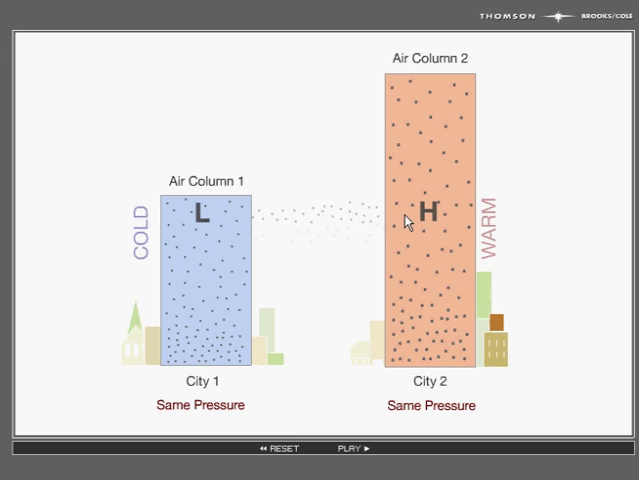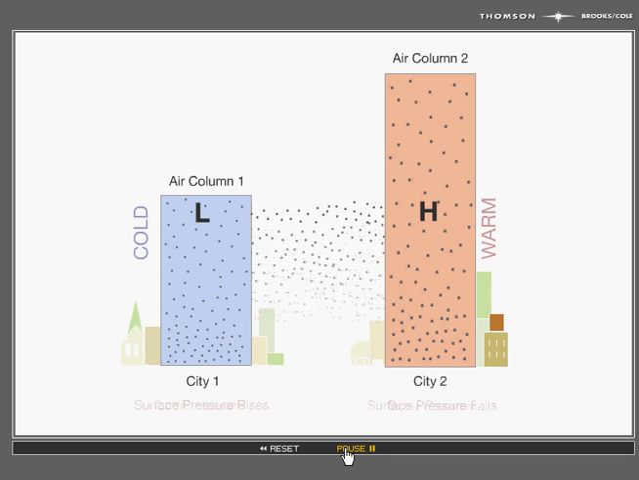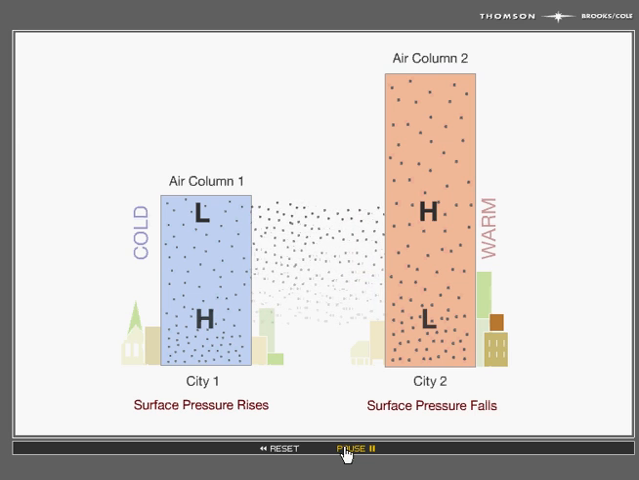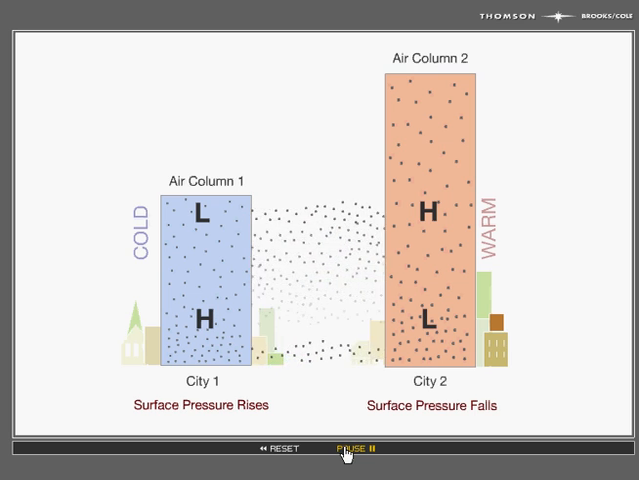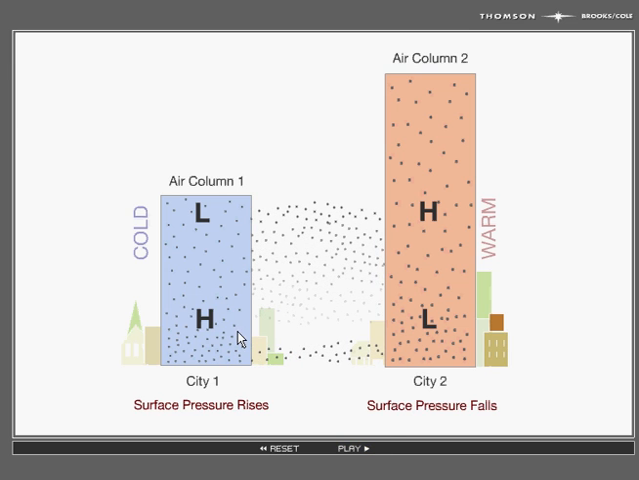That causes air to flow from the warm column over to the cold column. This column loses air, which would result in a lower surface pressure, and this column gains air, which would result in a higher surface pressure. Once this high pressure and low pressure near the surface is established, air flows naturally from the high pressure to the low pressure again.